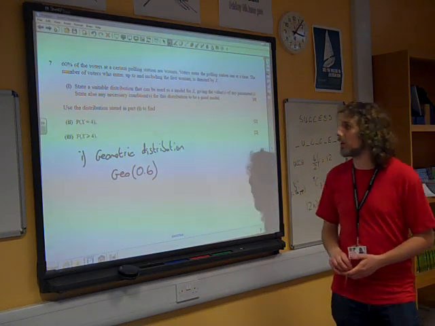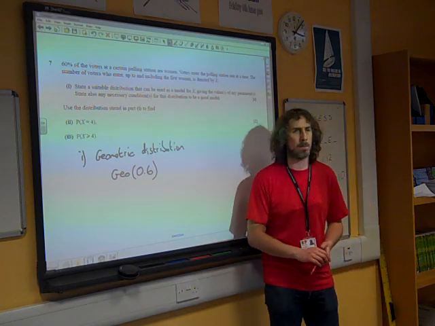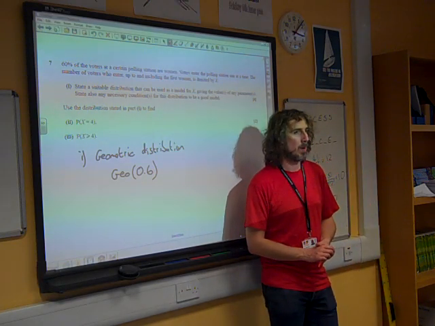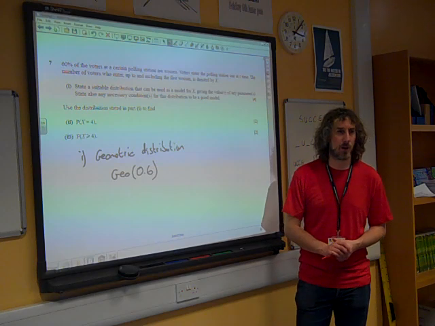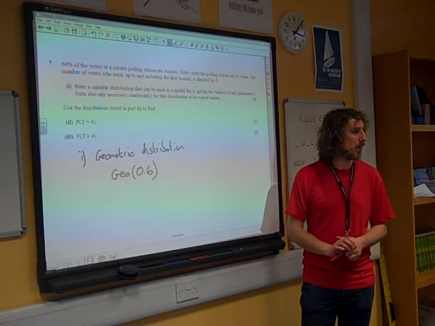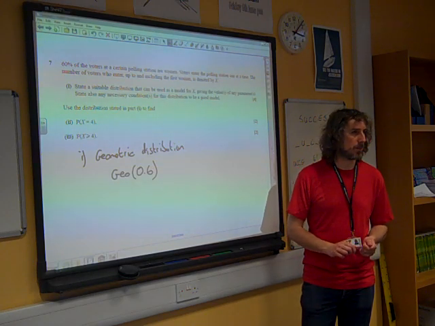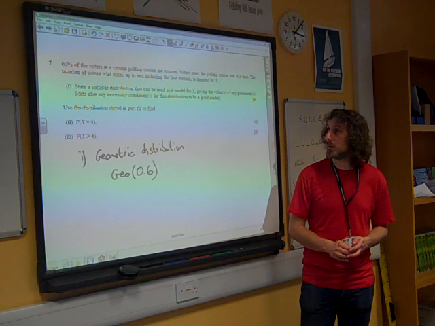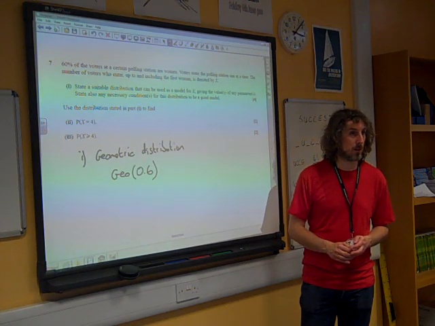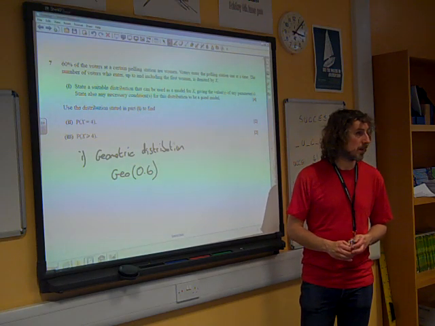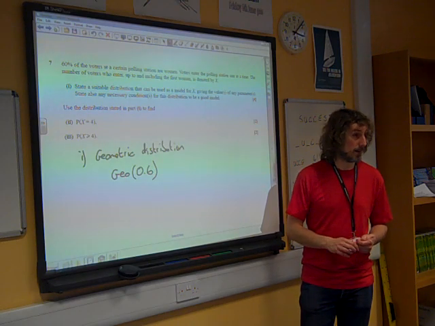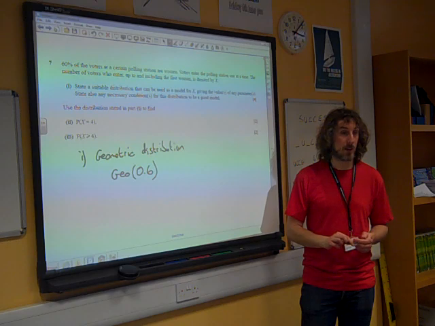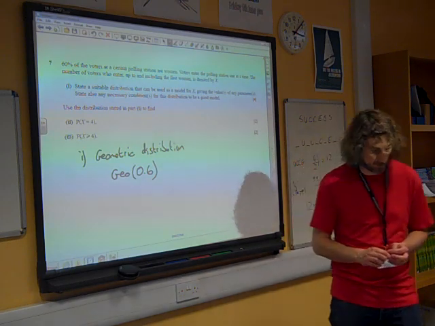State any necessary conditions for this distribution to be a good model. Well, what needs to happen? We know these conditions for the distribution. So what do we think? Any ideas how we might write this? Go on, Ben, what do you think? Constant probability of finding. Okay, that probability needs to remain constant, doesn't it?